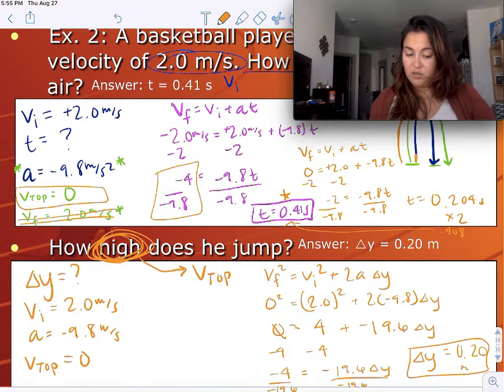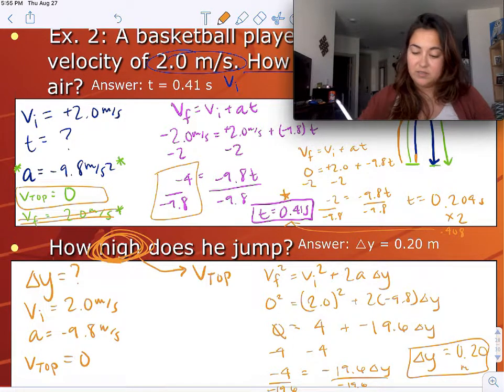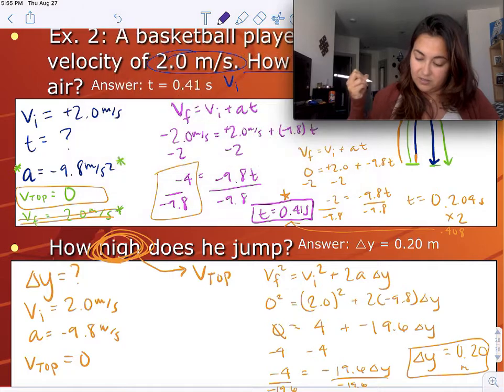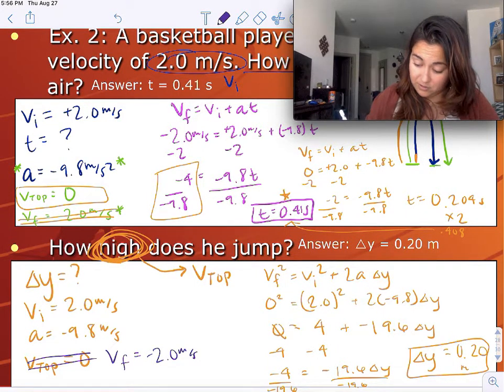So I'm going to show you one more thing. I know you want to be done. I want to be done too. But I'm going to show you what happens because some of you will make this mistake. Some of you will see this problem, and instead of using velocity at the top, you will plug in that final velocity, which technically is not wrong, but let me show you what happens.